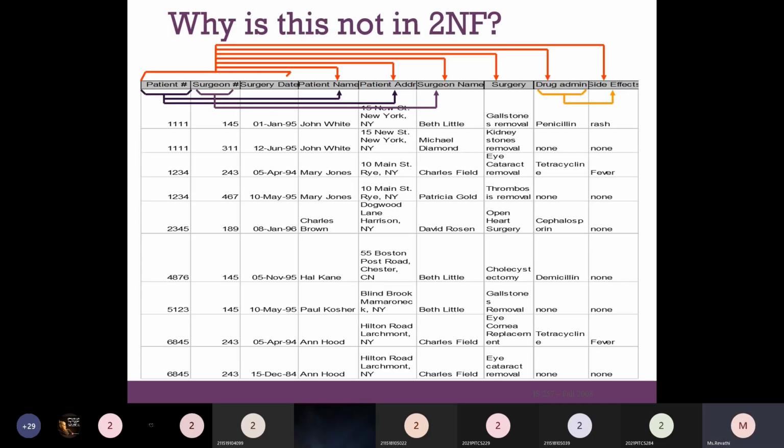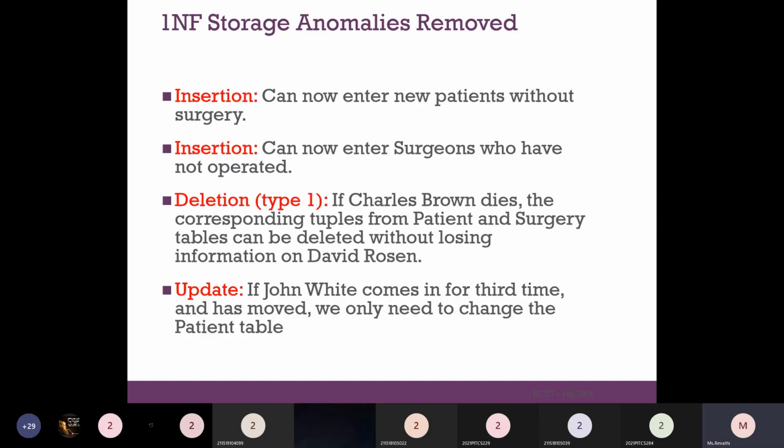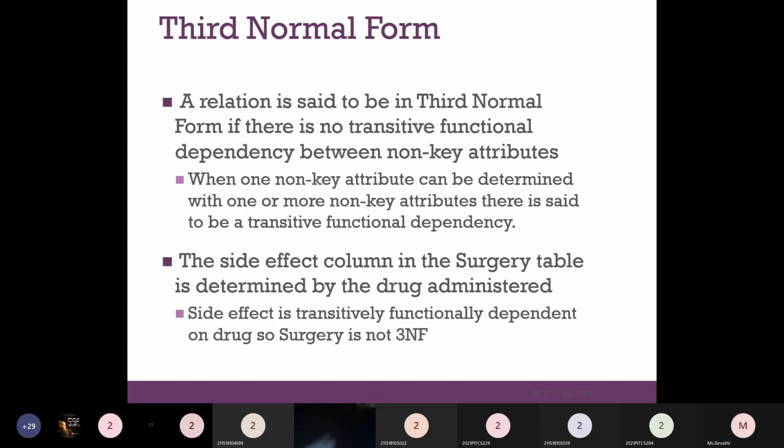And your third normal form should avoid transitive functional dependency. That is, when one non-key attribute can be determined by one or more non-key attributes, then it is said to be a transitive functional dependency. So such transitive functional dependency should not be there in your relation to make it be in third normal form.